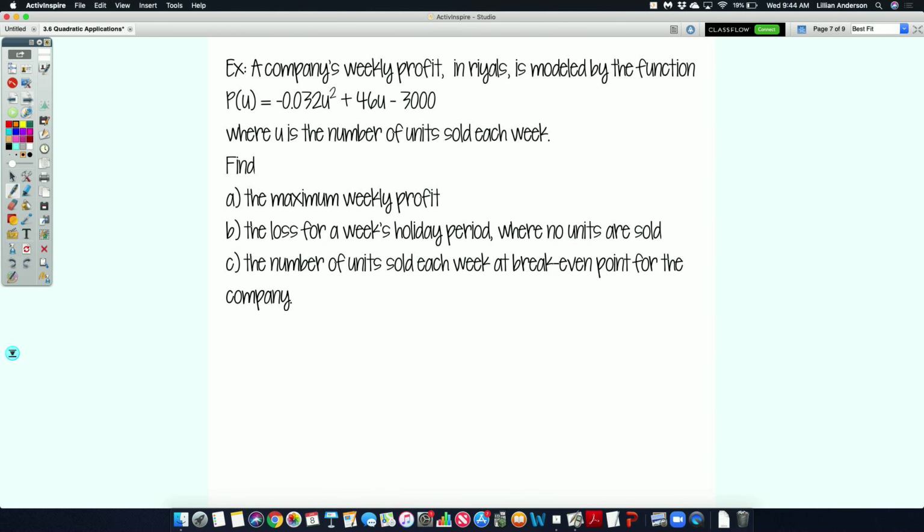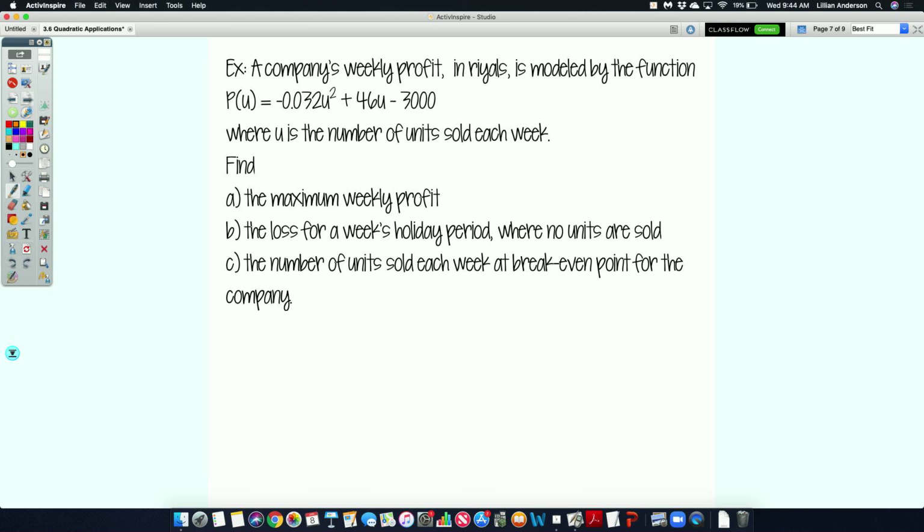A company's weekly profit in royals is modeled by a function, okay? It's very nice when they give us a function because that means we don't have to create a quadratic. However, the last two we will have to create it. Where U is the number of units sold each week, and of course P of U represents the profit.